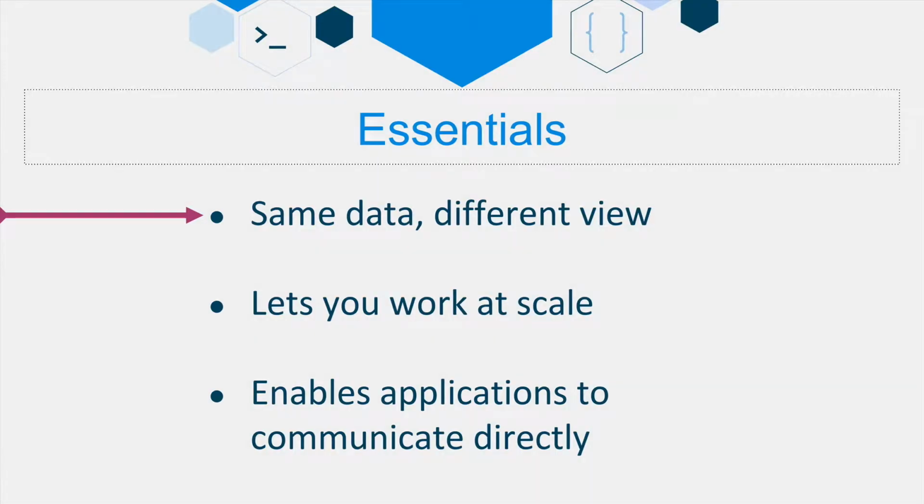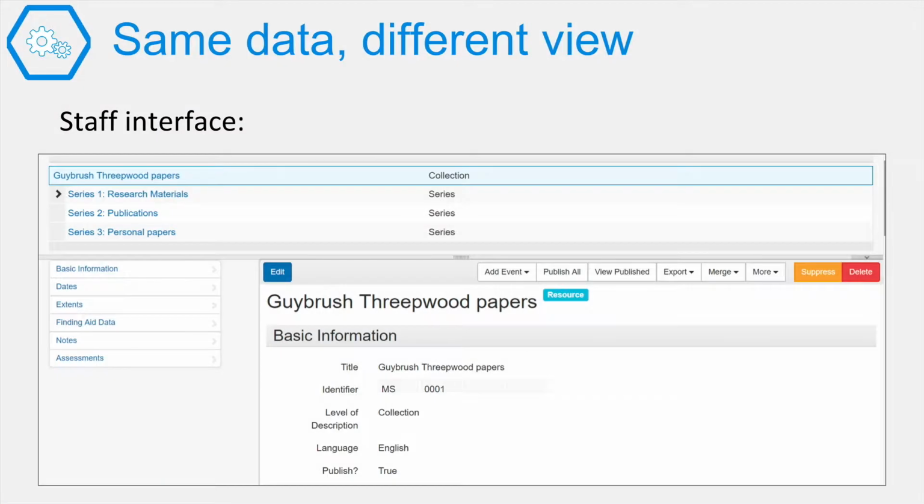Here are the first 3. They are the essentials. We're going to start with number 1. The API gives you the same data, but a different view. We're going to move on to the fact that it lets you work at scale, and then I'm going to mention that it enables applications to communicate directly, but because there are other lightning talks that are actually going to show you that, I'm not going to show it. So the first is same data, different view.